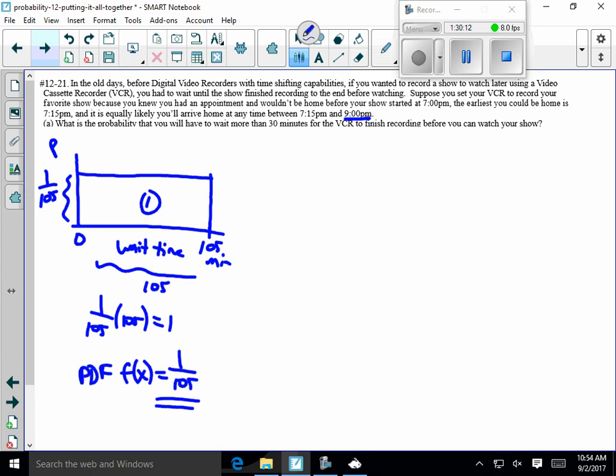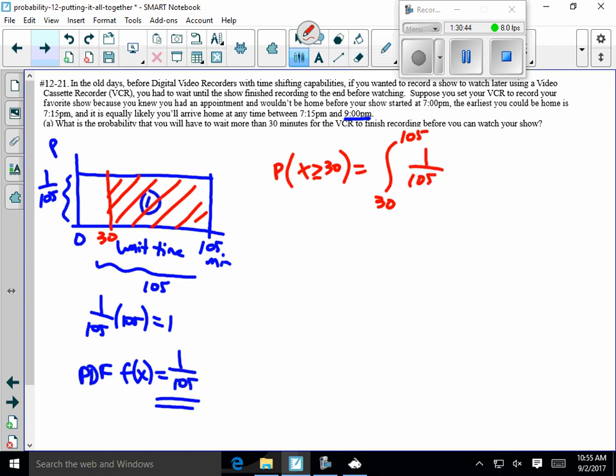So then we're wanting to find the probability that we have to wait more than 30 minutes. So maybe 30 minutes is here, and we want the probability that we wait more than 30 minutes. So that would be that area. Since this is not a standard curve where we already have a PDF or a CDF function in there, we're going to have to use calculus for that. The probability that the wait time is greater than 30 minutes is equal to the integral from 30 up to the maximum value of 105 of the PDF, 1 over 105 dx.